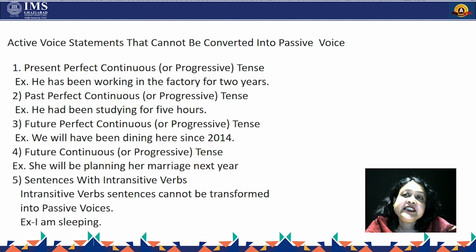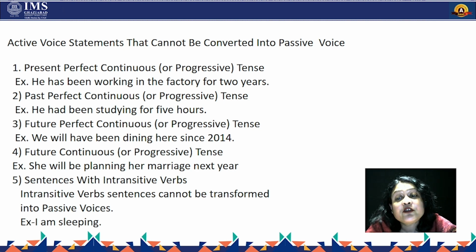Now, there is obviously the question of why we cannot convert these into passive voice. As you see, in active voice sentences, the stress is always on the work that is being done by the subject. Whereas in passive voice sentences, the prominence always shifts from the work. In any kind of perfect continuous tenses, the focus is always on an ongoing action. However, passive voice sentences tend to take away the prominence from that action. So, as already mentioned, these tenses cannot be transformed into passive voice.